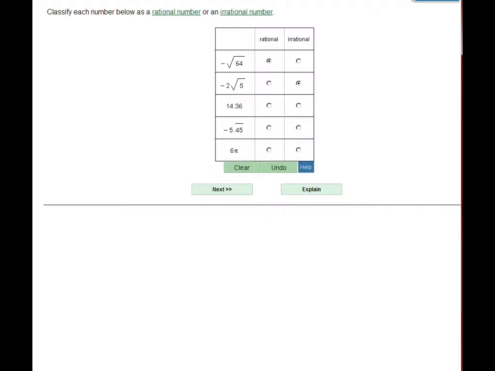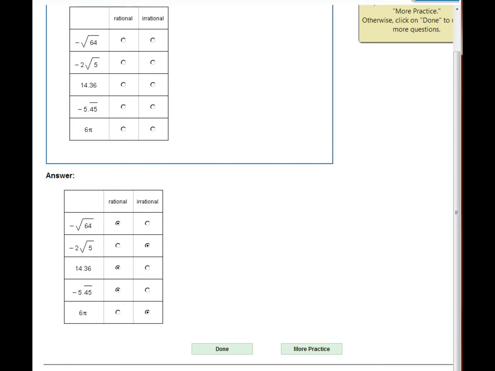14.36, this is a terminating decimal. The decimal stops. It doesn't keep going forever. So that is rational. And then we had the repeating decimal. Anything with the bar means it's a repeating decimal and it goes over and over. So this is negative 5.45454545 repeating. So anything with the repeating decimal is considered rational. And then anything that has a pi is irrational because pi doesn't terminate. It's 3.1415 and it continues to go on and on. So that would be irrational. And you can see those answers are correct.